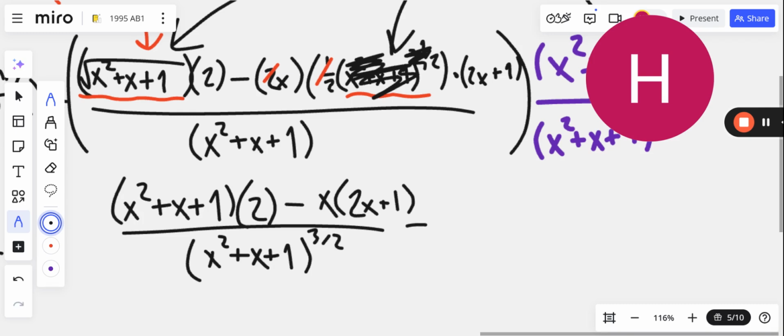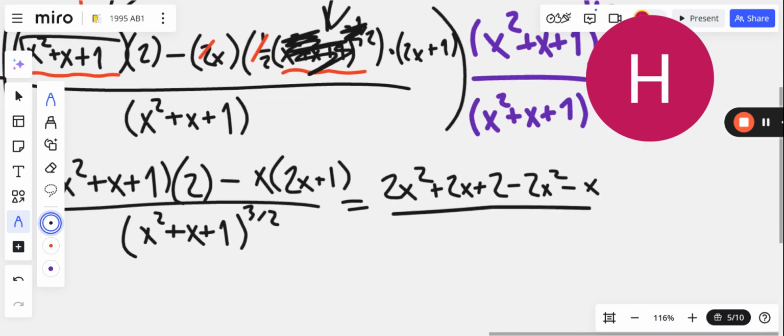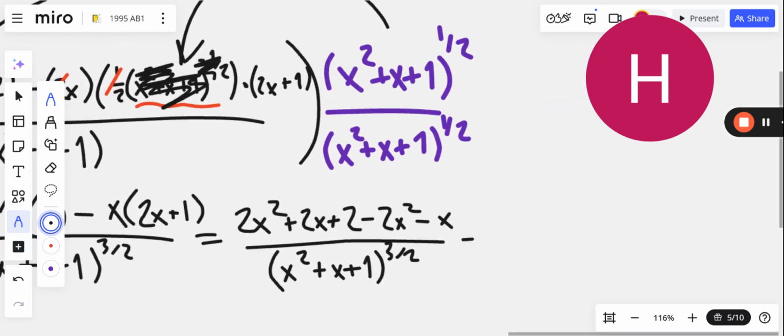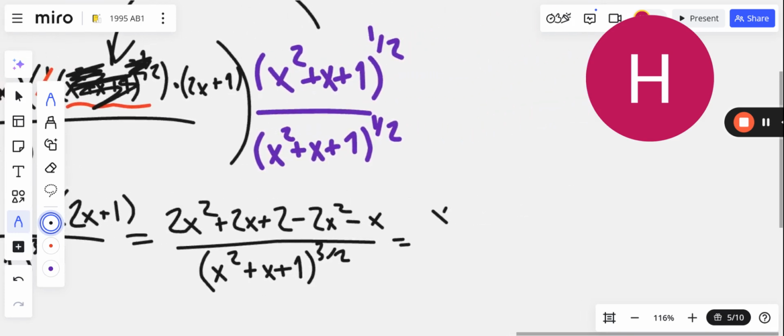Oops, sorry about that. I backed up a little too much. 2x squared plus 2x plus 2 minus 2x squared minus x. And this is now all over x squared plus x plus 1 to the 3 halves. Some last simplification here. It's going to leave us with x plus 2 over x squared plus x plus 1 to the 3 halves.